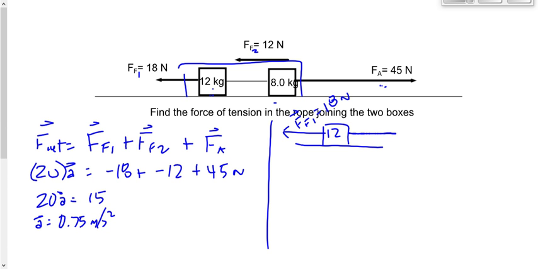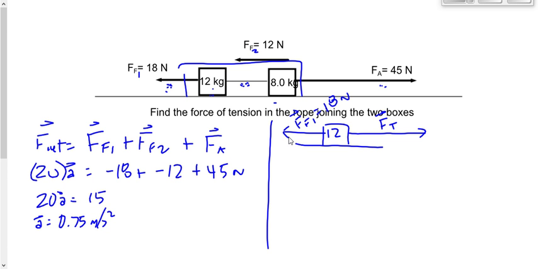Force of tension. We know that's going to be a bigger force, actually. FT. Why do we know that's going to be bigger? Ashton, why do we know that the force of tension in this rope is going to be bigger than the force of friction pulling this 12 kilogram object backwards? It doesn't have to pull another 8, because it's the 8 pulling on the 12 with this tension force. So 45 is pulling on the 8, and then something else is pulling on the 12, and the 12 is being pulled backwards with 18.